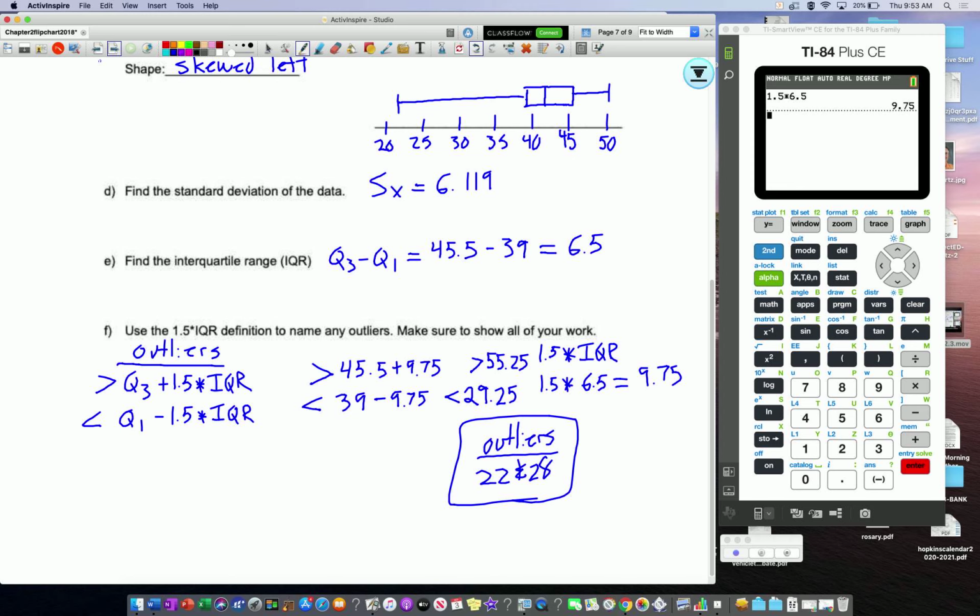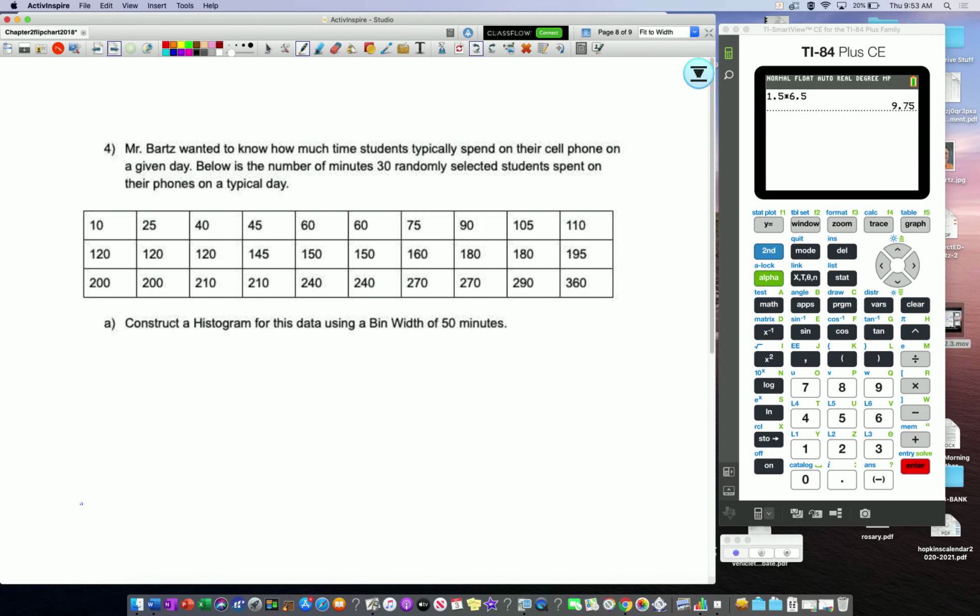And question number 3. Last page here, question number 4. Mr. Bartz wanted to know how much time students typically spend on their cell phone on a given day. Below is the number of minutes 30 randomly selected students spent on their phones on a typical day. Wow, only 10 minutes. That's actually pretty impressive. All the way up to 360. That's like 6 hours a day.